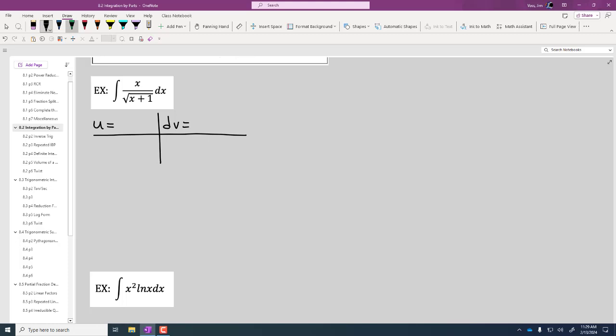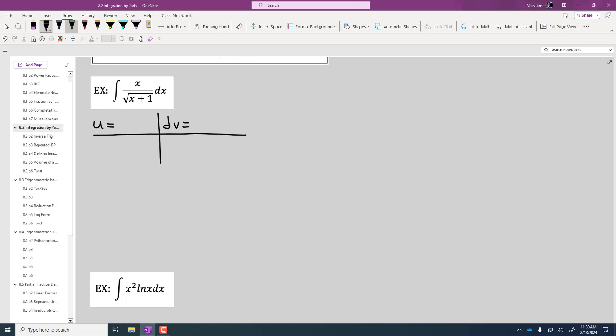And then the choices here can be complicated. You could put x right here, and then you could put the rest of it over here, the dx over the square root of x plus 1. You know, you could put 1 over square root of x plus 1 here, and then x dx over here. You could do it in many ways.